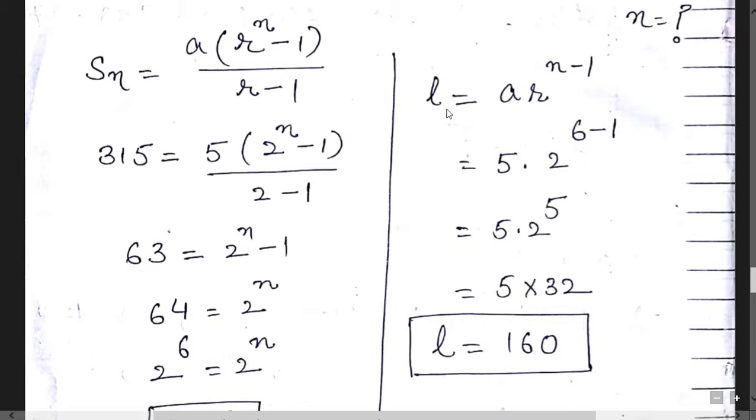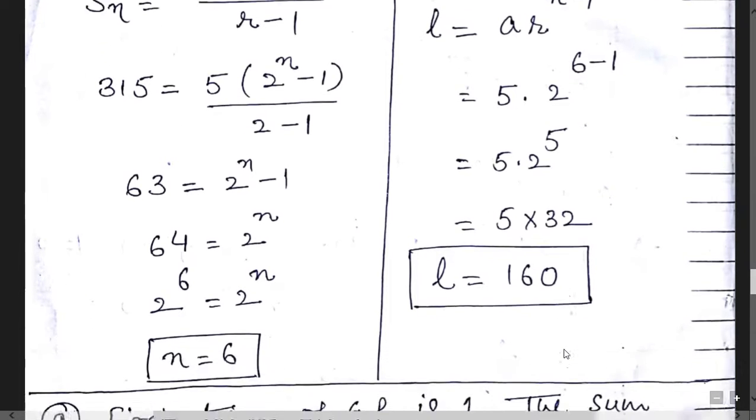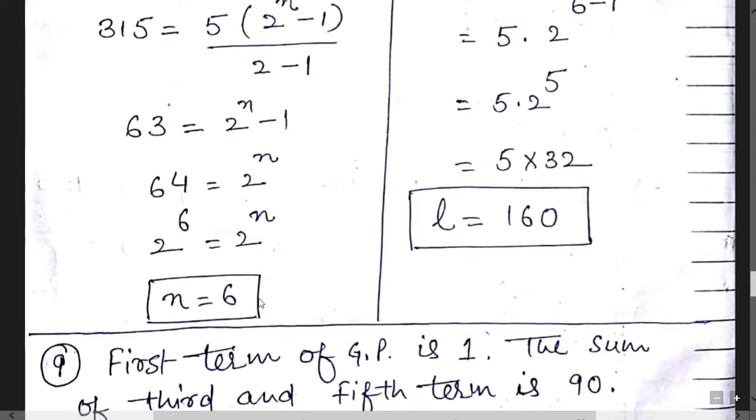Now the last term, l. The formula is a r raised to power n minus 1. Now n is 6, so it's 5 into 2 raised to power 5. 2 raised to power 5 is 32. 32 when multiplied by 5 gives us 160. These two quantities are required: one is n, second is l.